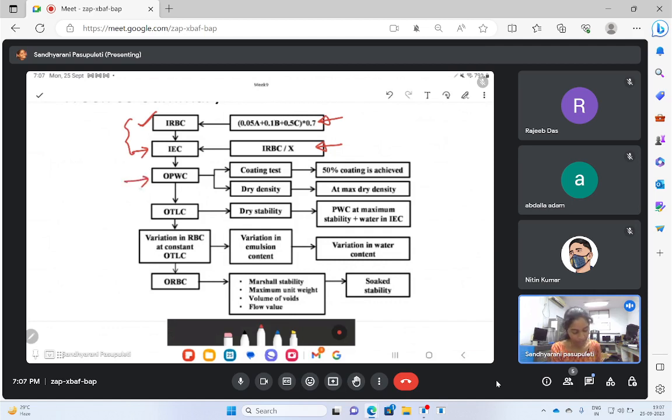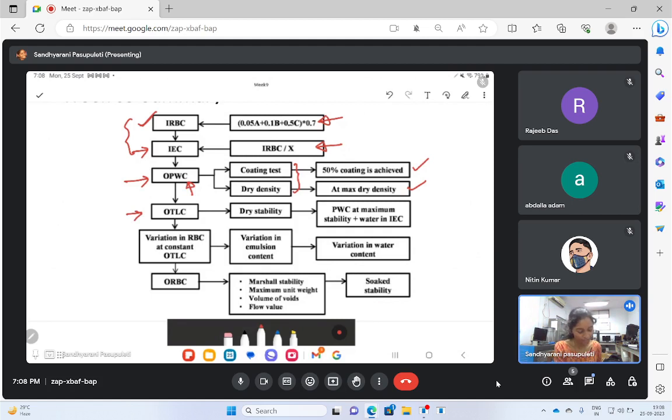First we will start with the pre-wetting water. Whether the amount of water is sufficient to pre-wet the gradation, for that we perform the coating test and dry density test. If 50% of coating is achieved, and the maximum dry density corresponding to that water content, we choose it as the optimum pre-wetting water content. Once the optimum pre-wetting water content is reached, this is not the total water content. In addition to that, some extra water content is required. That is what is called the optimum total liquid content.